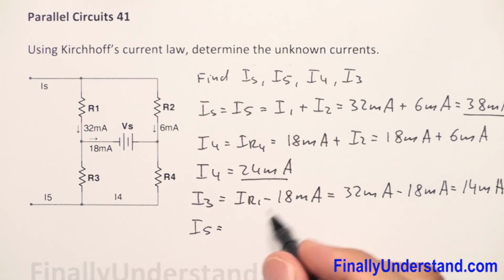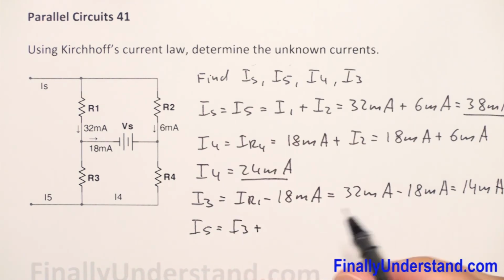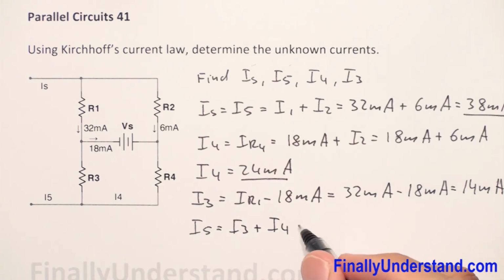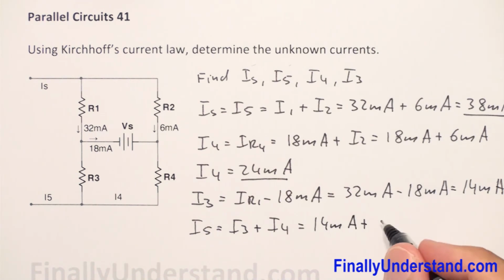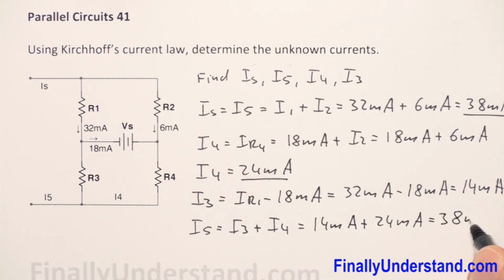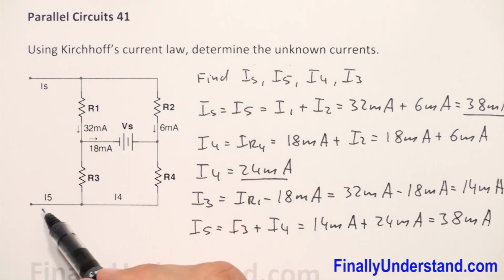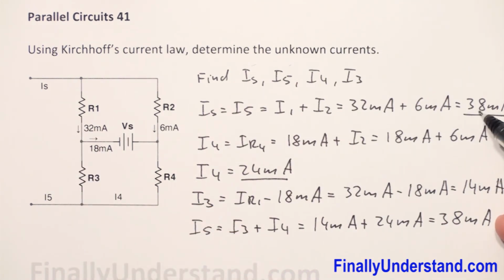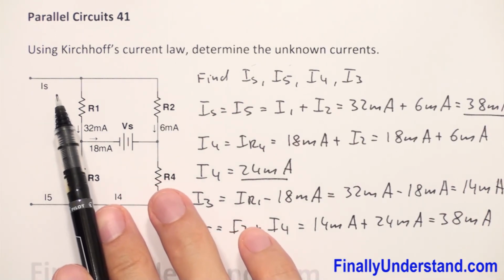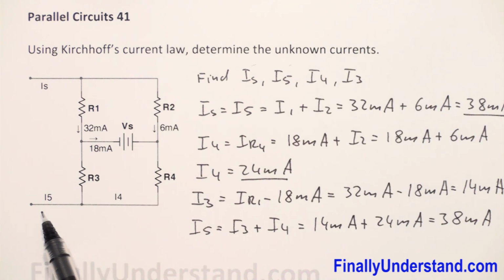Okay, so if you want to verify, this current plus this current is supposed to give me I5. So I5 is equal I3 plus I4, where I3 is equal 14 milliamps plus I4, which is equal 24 milliamps, and this is simply equal 38 milliamps. So whatever comes in comes out. As you can see, IS is equal 38 milliamps and I5 is equal 38 milliamps. So everything looks fine, because whatever comes in, the same amount has to get out. So the problem is solved correctly.